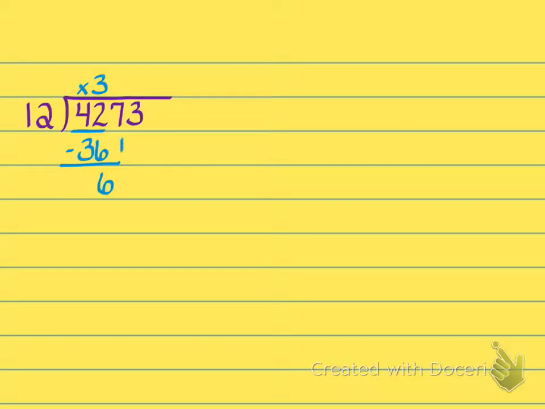So now I'm going to drop down my next number, which is a 7. And I ask myself, how many times does 12 go into 67? Well, I know 12 times 5 gives me 60, so that's got to be right. So 12 times 5 gives me 60. I'm going to subtract, and I get a 7.